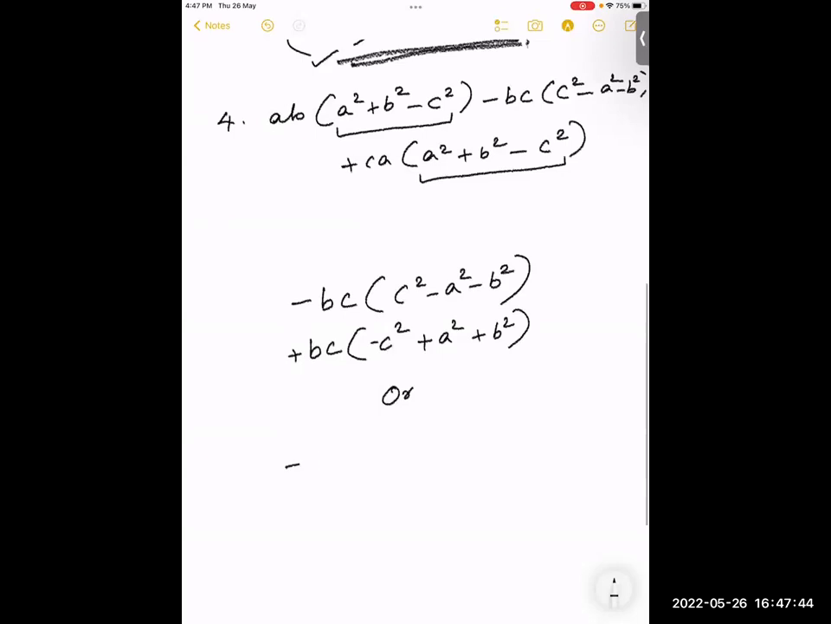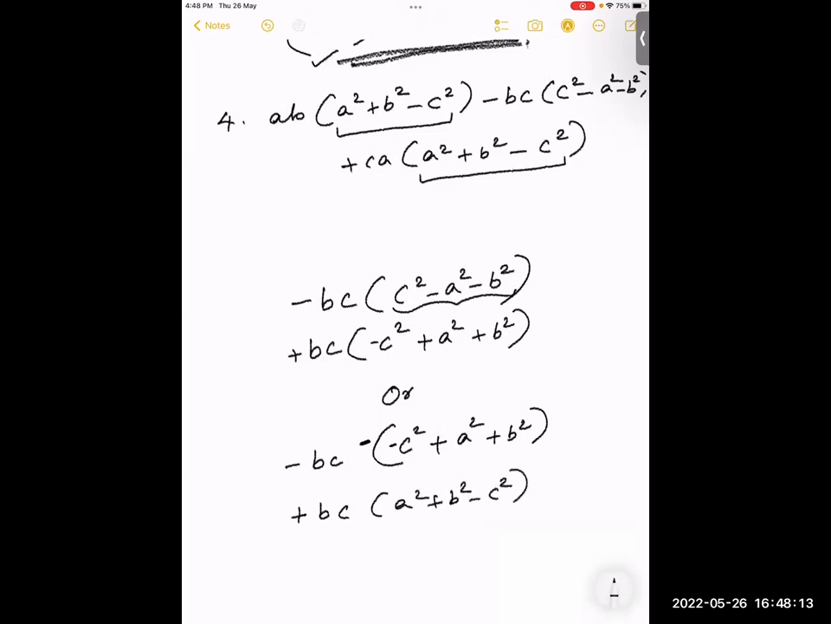Or minus BC remains there, and I am taking a minus from inside. Both have the same meaning eventually. So I take one minus out. When I take negative out, what is inside? Negative C square plus A square plus B square, which will make it negative, and negative makes it positive BC into A square plus B square minus C square.